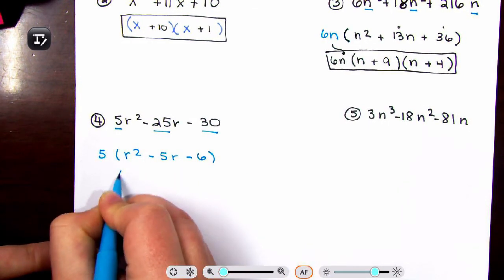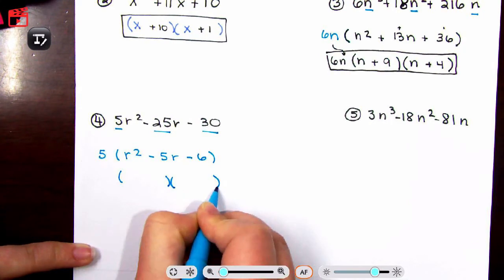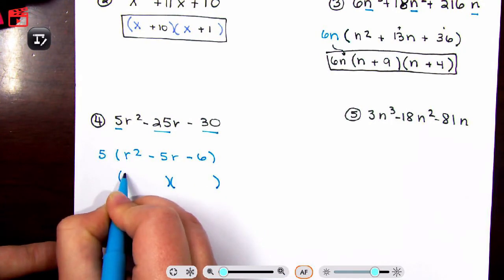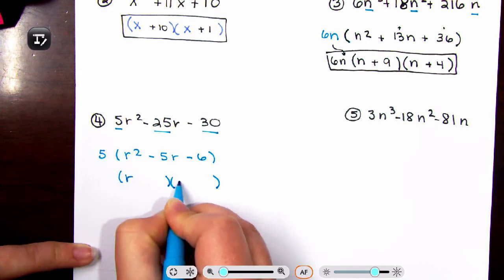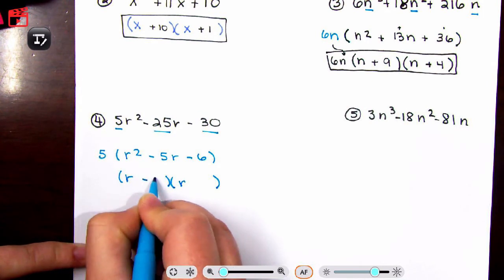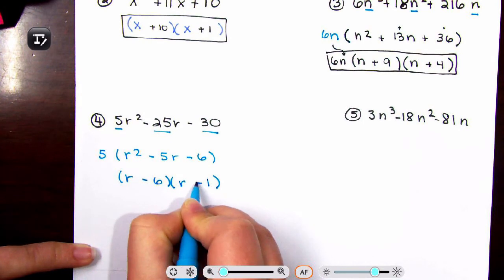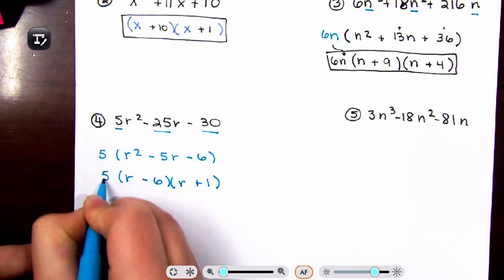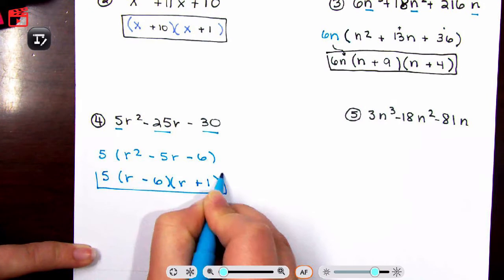Again, leading coefficient of 1. So here I have r and r. Two numbers that multiply to a negative 6, add up to negative 5. That's going to be negative 6 and positive 1. And your GCF, and you are done with this one.